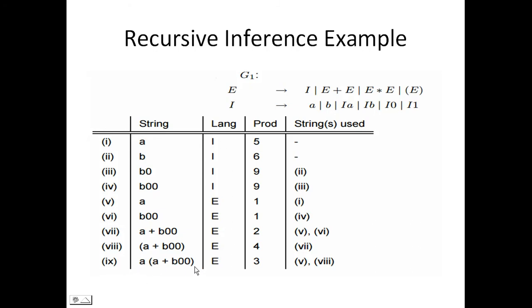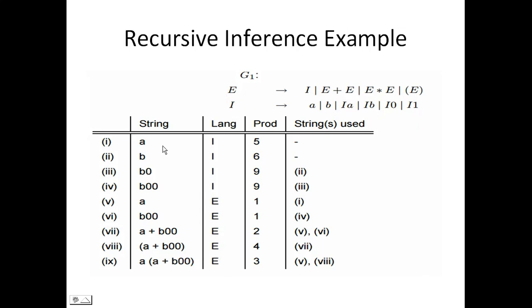So how will we proceed? One by one we will be exploring. First we will maintain a table like this, where the first column is string, the second column is the language, next is the production rule number, and strings used. For our understanding, this is production rule 1, this is second, third, fourth, fifth, sixth, 7, 8, 9 and 10. So 10 production rules are there.